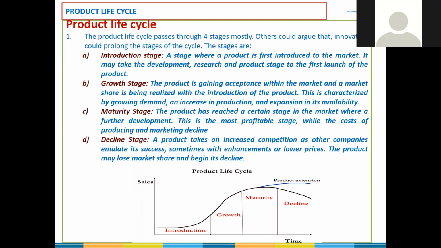So if you look at the chart, or let's say the table below, we have the introduction stage, and then we have the growth stage, we have the maturity stage. Now at the maturity stage, you see a blue line extending above, and it's called product extension. So this is where innovation comes in, as I stated at point number 1 over there. So you can do more innovation, then you can enhance or prolong the stages of the life cycle.